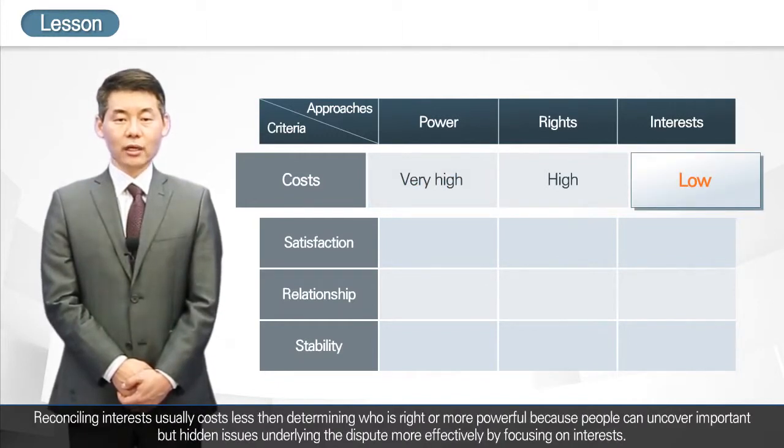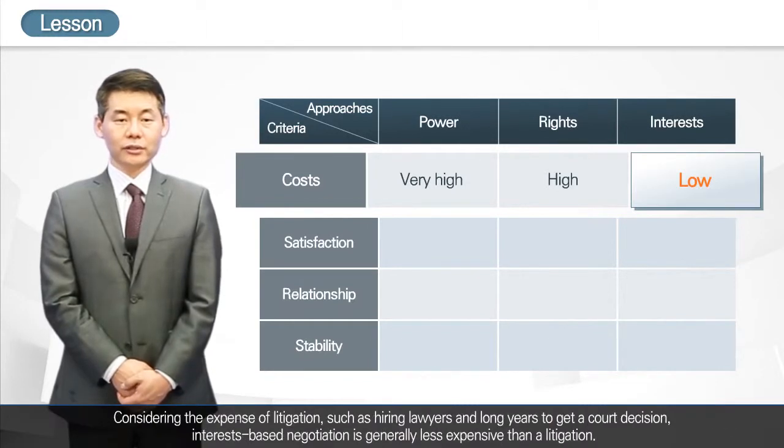Reconciling interests usually costs less than determining who is right or more powerful because people can uncover important but hidden issues underlying the dispute more effectively by focusing on interests. Considering the expense of litigation, such as hiring lawyers and waiting long years to get a court decision, interest-based negotiation is generally less expensive than litigation.